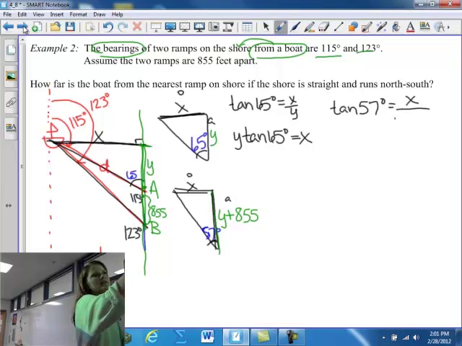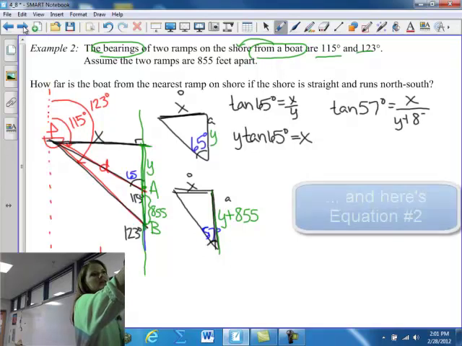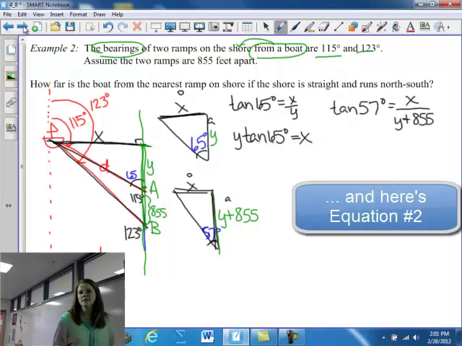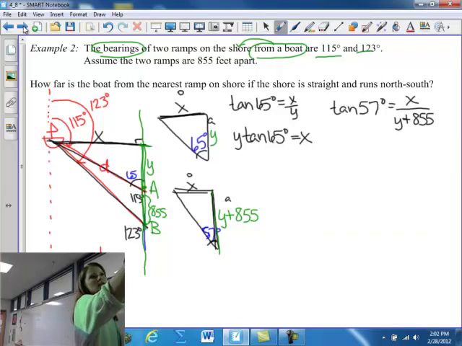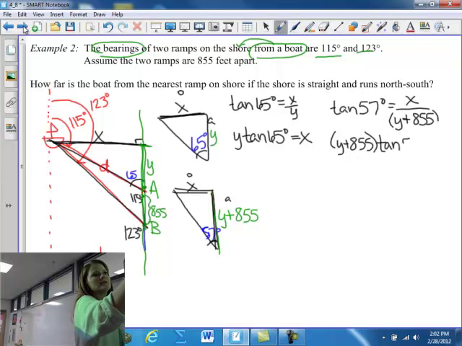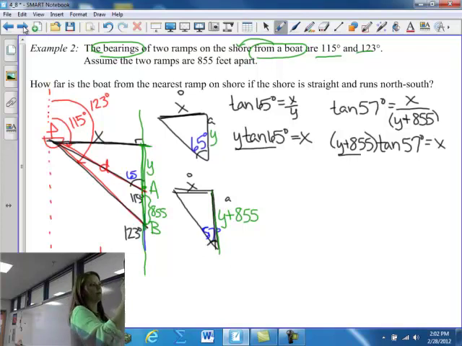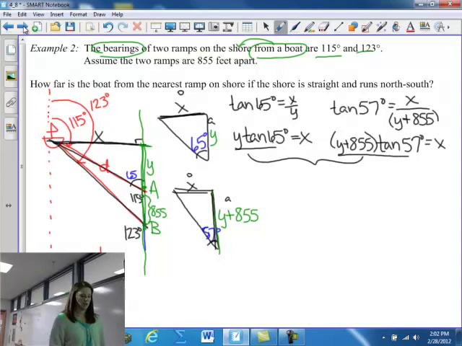And in case you're curious, this is actually a system, and we've already done solving systems this year. Okay, again, I'm going to solve it for x. So now, I've got this whole denominator here, so I'm going to write that like this: y plus 855 times the tangent of 57. And that's going to equal x. Okay? Well, if this thing equals x and that thing equals x, then that thing equals that thing. They have to be the same because they're both x. So can we just set them equal to each other? All right, let's just set them equal to each other.